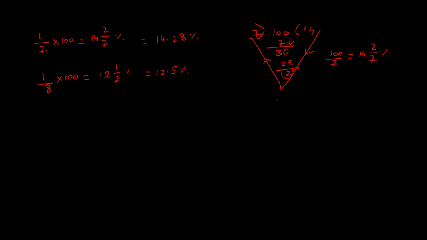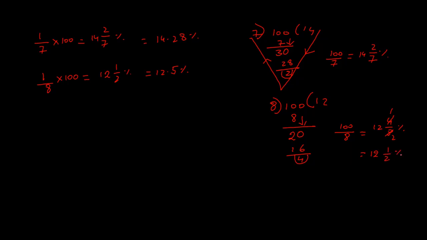I'll show you how I converted this. Dividing 8 with 100, 8 ones are 8, I was left with 2 and I was left 0, 8 twos are 16 and I was left with 4. This 100 by 8 improper fraction can be written as 12 4 by 8%. Here we have cancellations, 4 ones and 4 twos. So our simplest form of the mixed fraction will be 12 1 by 2%, which is also equals to 12.5%.